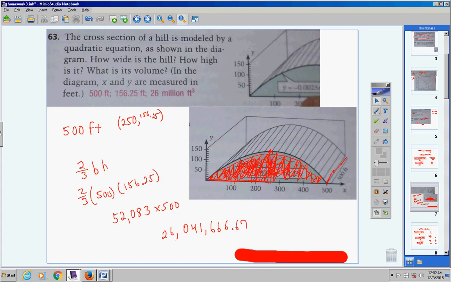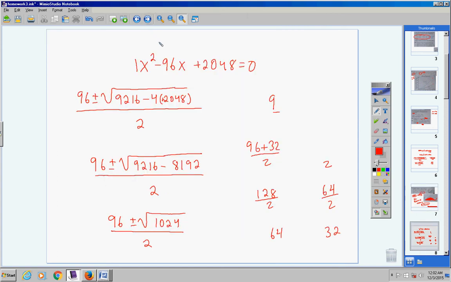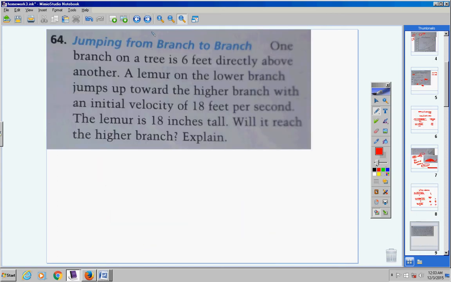Okay? And by the way, what are these answers here? Well, remember, they said how wide is it? 500. How high is it? 156.25. We found that right here in the vertex. And then what is the volume? 26 million. And we got this here. Okay? That's a really challenging problem, a good thinking problem. Okay, last but not least.